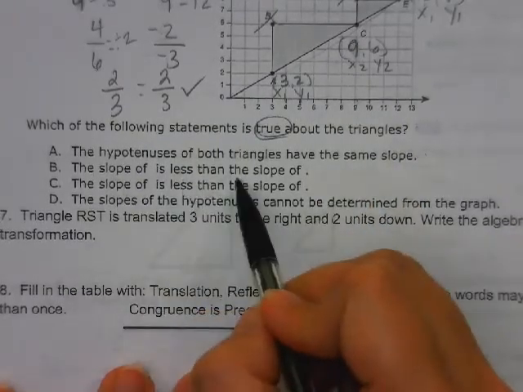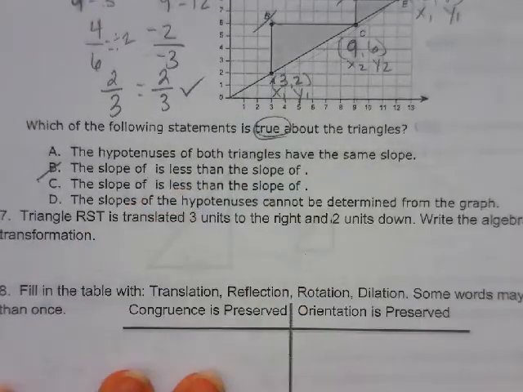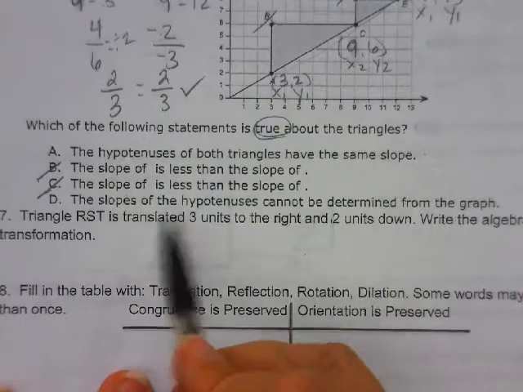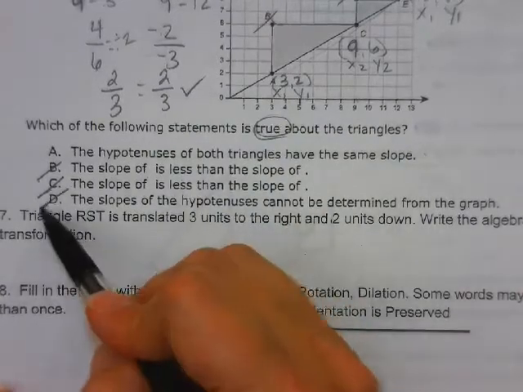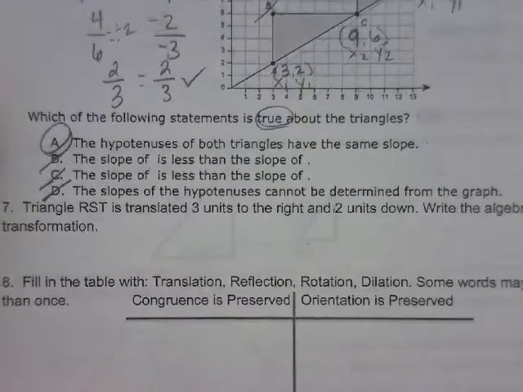The slope is less. Oh, there's supposed to be a number there, but it's not true because the slopes are equal. The slopes of the hypotenuse cannot be determined. No. They have the same slope. That's all there is to it.